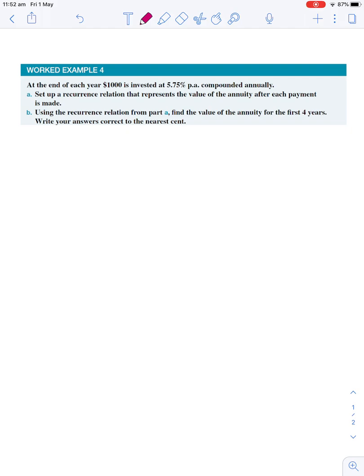So the first thing I'm going to do is write my recurrence relation out. So that's a_(n+1) = r × a_n + d, a_0 = a. Okay, so that is our recurrence relation that we are working with today.